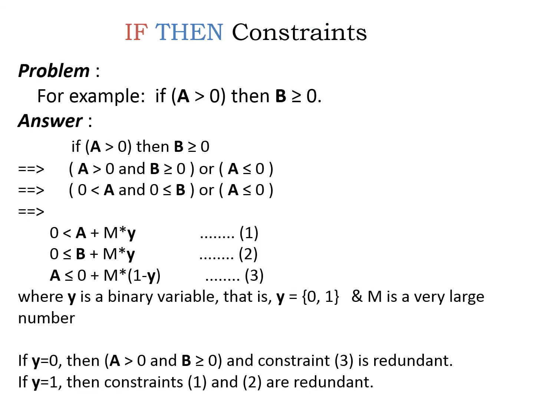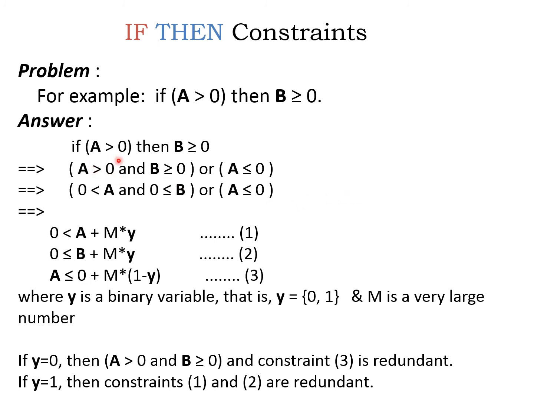If-then constraints are another very popular application of integer programming. The way we formulate an if-then constraint is that we start from the either-or formulation, and then we arrive at a solution for this if-then. The way we do it is as follows.